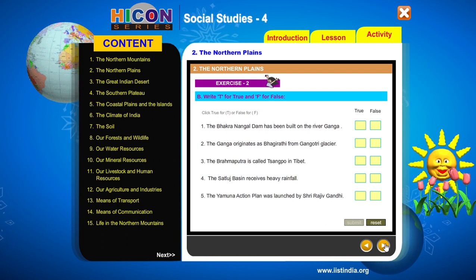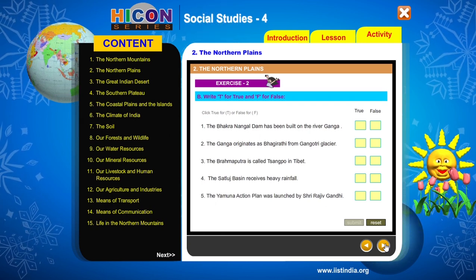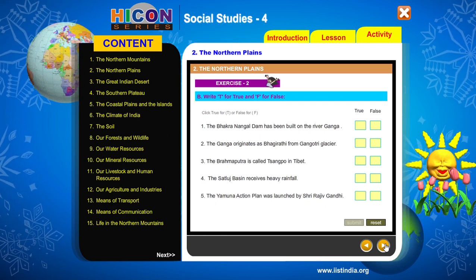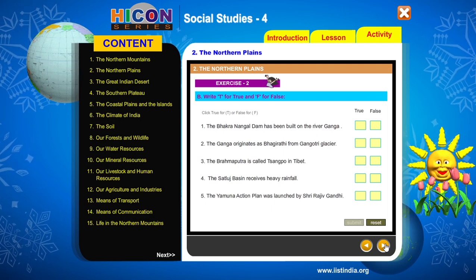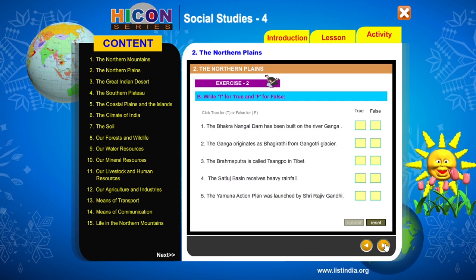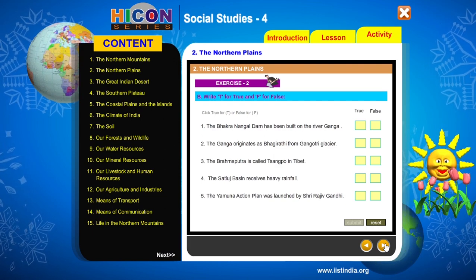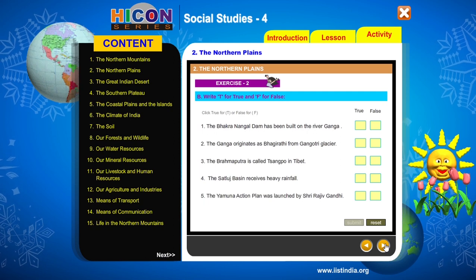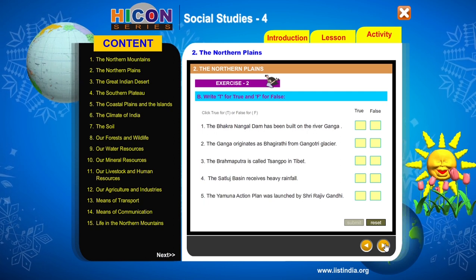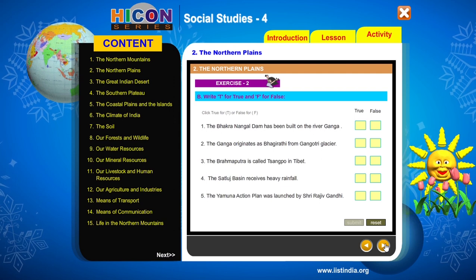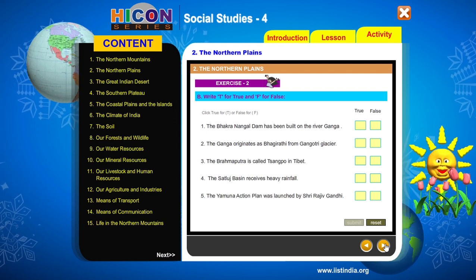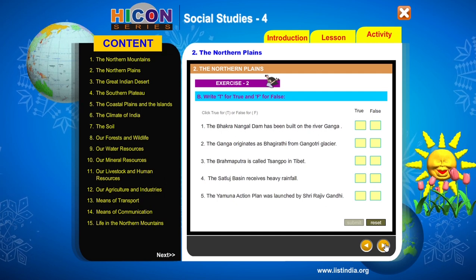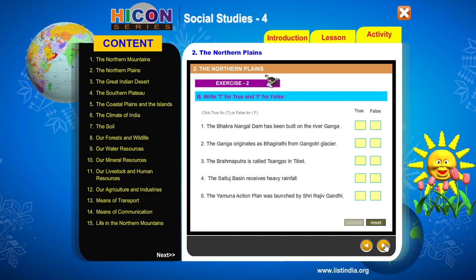Write T for true and F for false. So what we need to do now is read the sentences one by one, match that with what we have learned in the lesson, and if it agrees with what we have learned in the lesson, then we have to write a T there, and if it is against what we have learned in the lesson, then we need to write an F. Okay, so T stands for true, which matches with what we have learned in the lesson, and F stands for false, which doesn't match with what we have learned in the lesson.